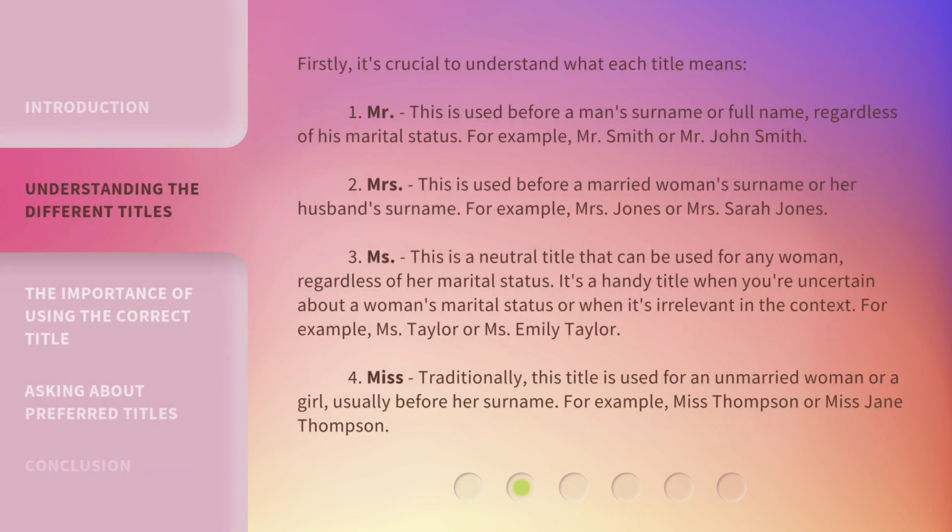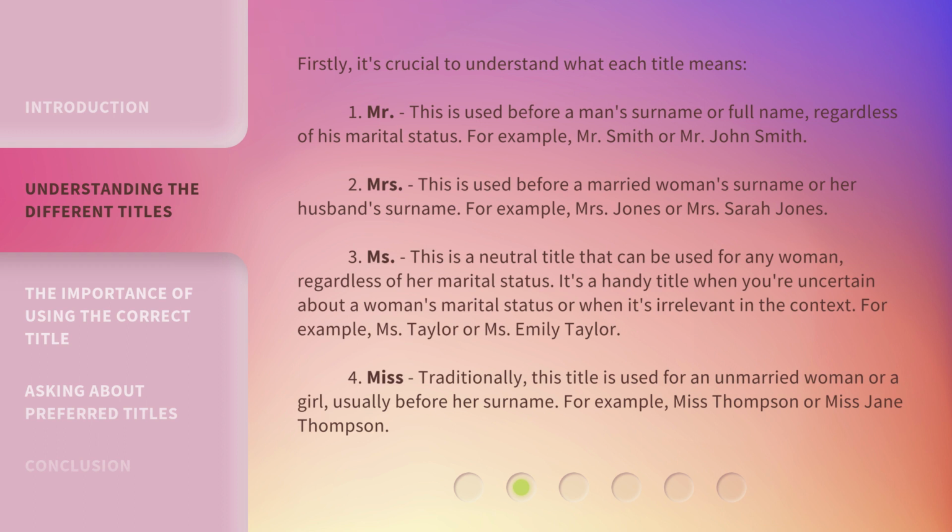Firstly, it's crucial to understand what each title means. 1. Mr. This is used before a man's surname or full name, regardless of his marital status. For example, Mr. Smith or Mr. John Smith. 2. Mrs. This is used before a married woman's surname or her husband's surname.